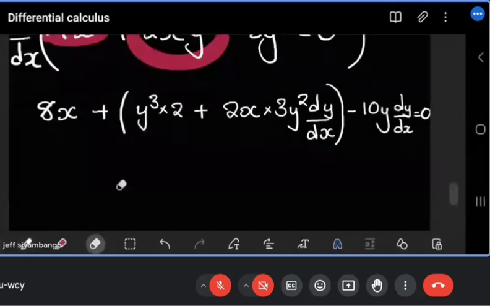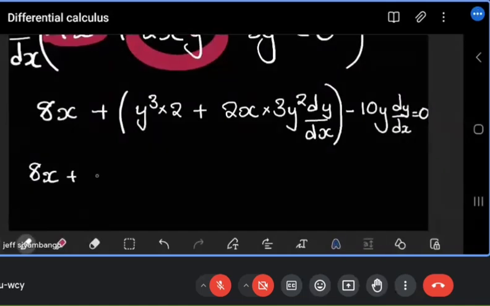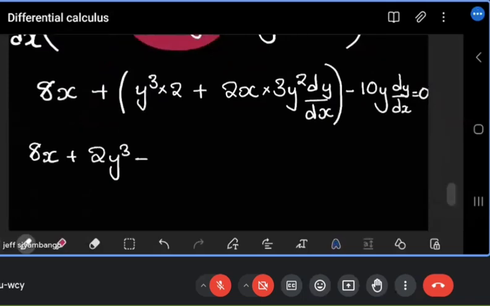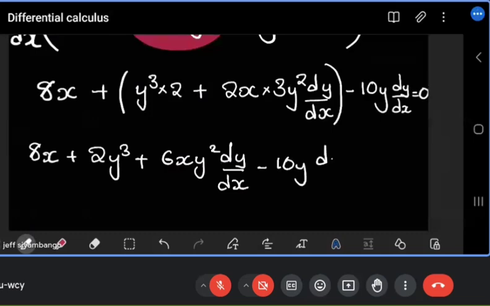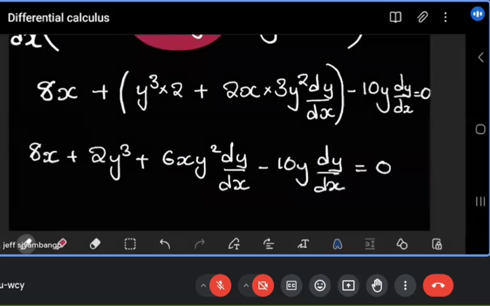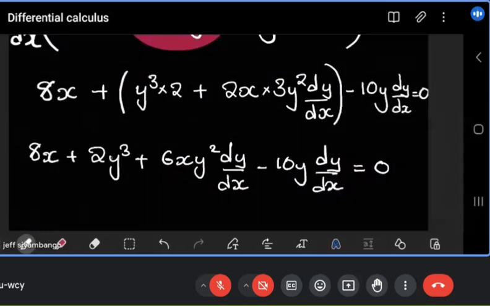So I'll sort out the brackets. This will be 2y to the power 3 plus, so 2 and 3 will give us a 6, y to the power 2, then dy dx minus 10y dy dx. Then this is equals to 0. Hope I haven't made any silly errors anywhere here.